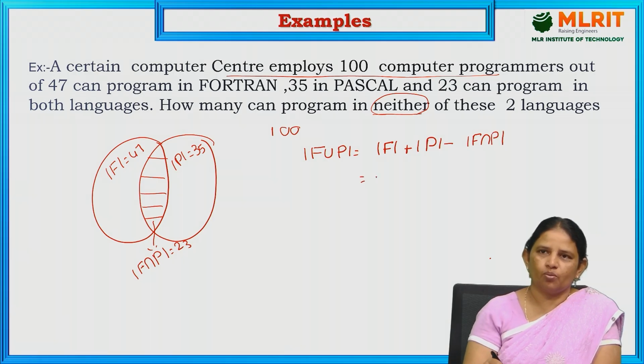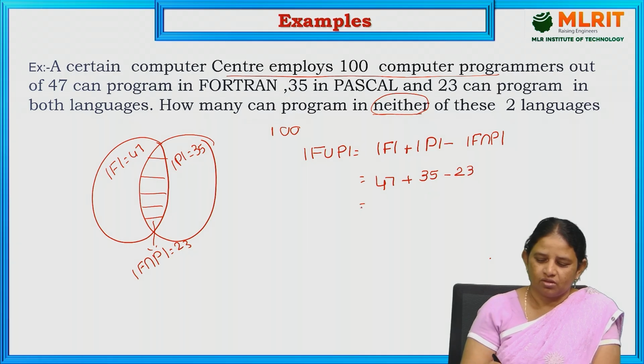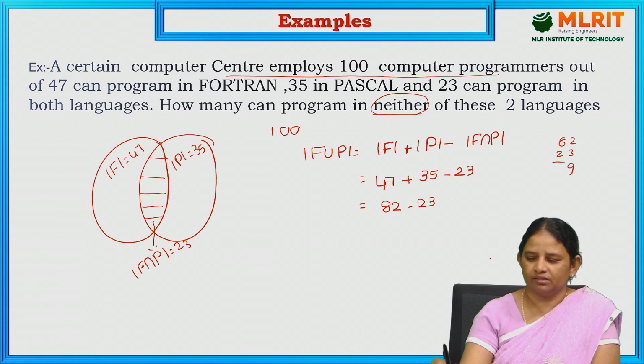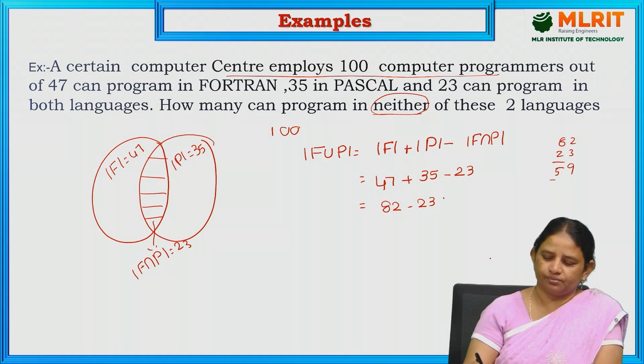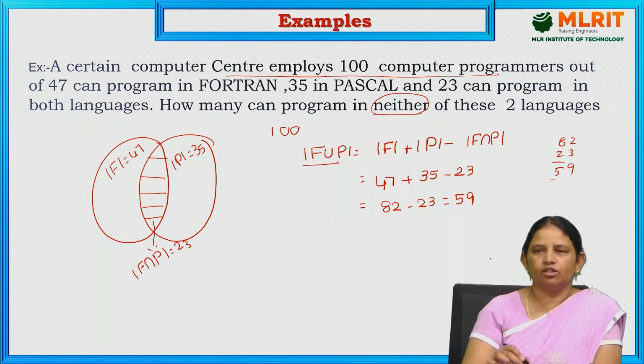Mod F means how many people can program in Fortran, that is 47, plus 35, minus 23. 47 plus 35 is 82, minus 23. You have to subtract 82 minus 23, that is 59. So this is the either of these two languages.